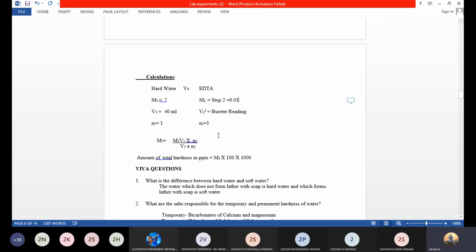Yes, ma'am. Okay. Now you have a formula: M3 V3 by N3 equals M2 V2 by N2. So substitute in that equation and get the M3 value. Once the M3 value is known, you multiply this M3 value with 10 power 5, and then you get the amount of total hardness in ppm.